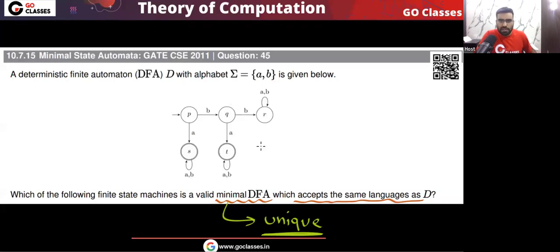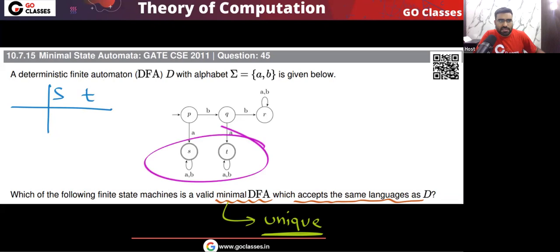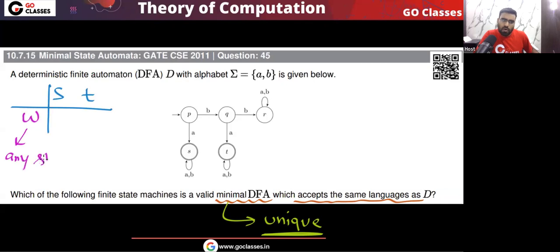So you tell me, states S comma T, are they equivalent? Yes, they are equivalent, because from these states S comma T, on any string, where are they going? They are going to the final state. Yes or no? Remember, this state S, on every string it is going to the final state. This state T, on every string it is going to the final state.